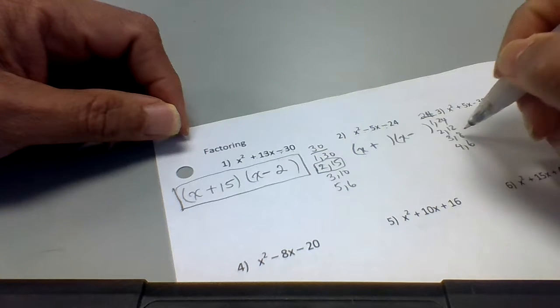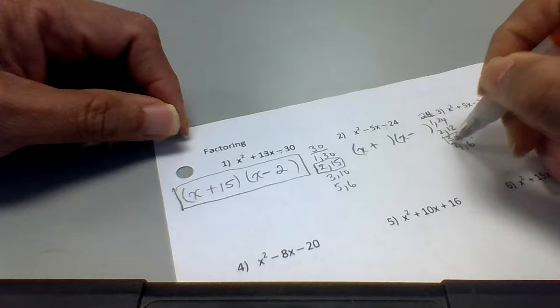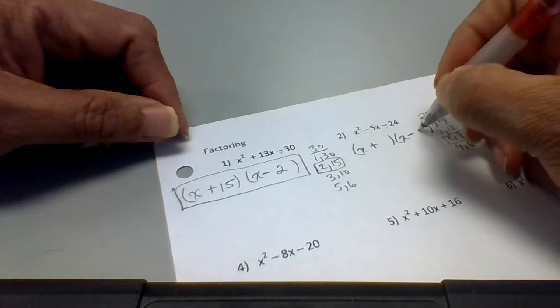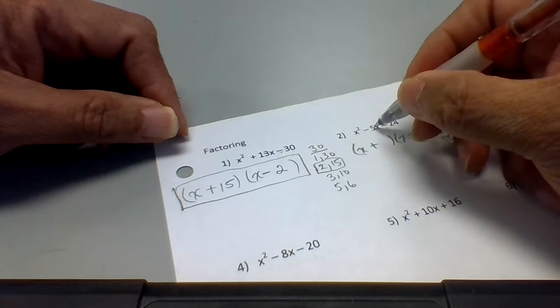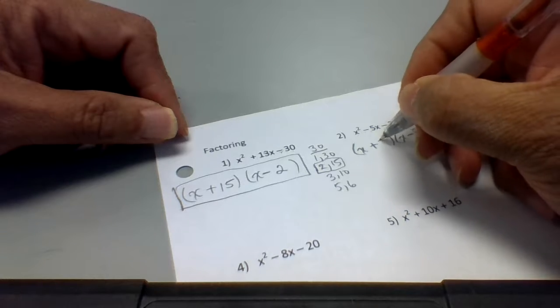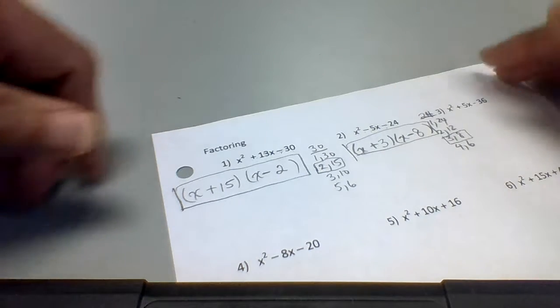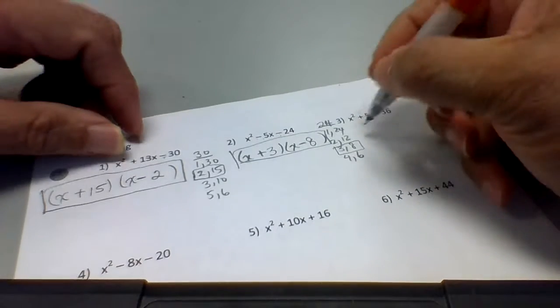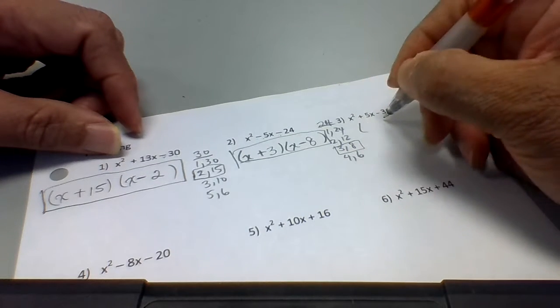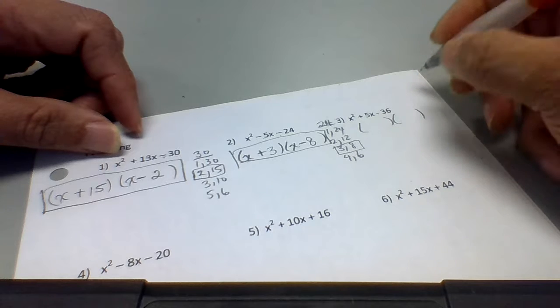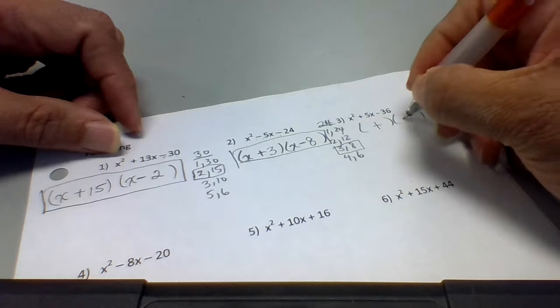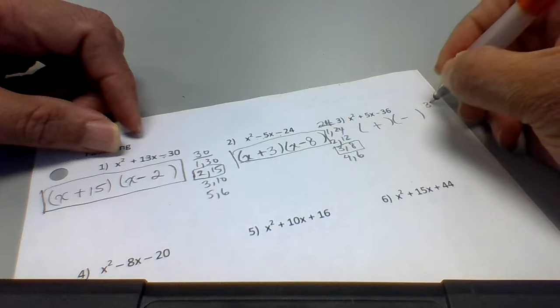So I'm looking for 5. Which two numbers give me 5? 8 and 3. And the larger number is going to be negative, and the 3 is going to be positive. Next number, negative again on the end sign. So one is positive, one is negative.